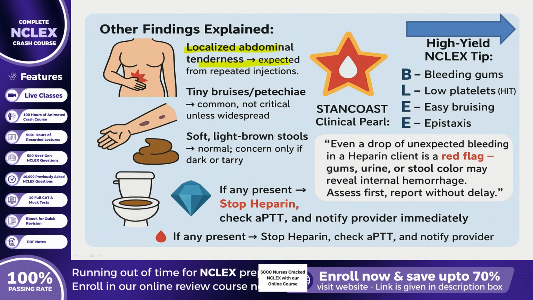Option B, tiny bruises or petechiae at injection sites, are also common due to minor capillary trauma, and do not usually indicate systemic bleeding unless widespread. Lastly, option D, soft light brown stools, are normal findings and do not raise concern. What would be alarming instead are dark, tarry stools, which suggest gastrointestinal bleeding.